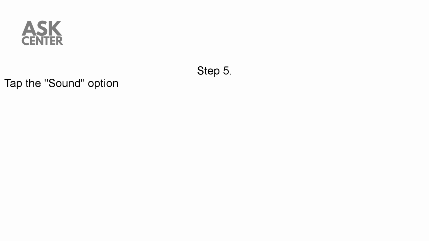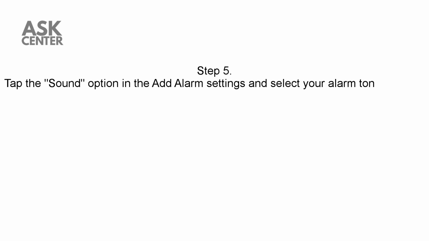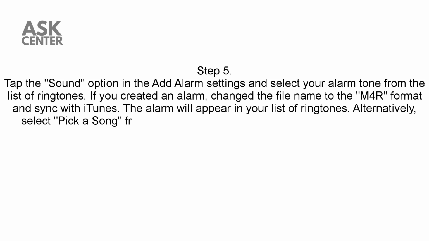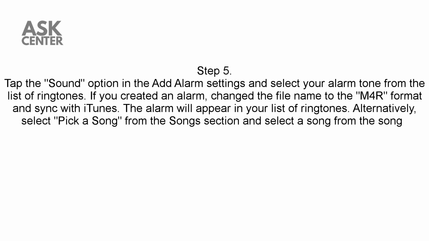Step 5. Tap the Sound option in the Add Alarm settings and select your alarm tone from the list of ringtones. If you created an alarm, change the file name to the M4R format and sync with iTunes. The alarm will appear in your list of ringtones.